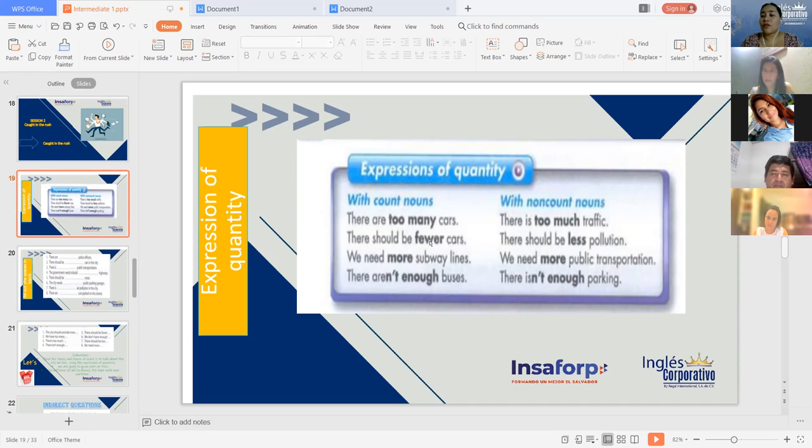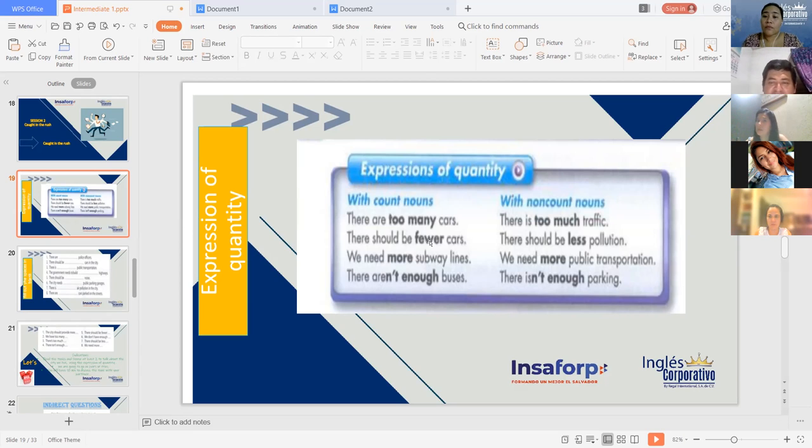Is there any other question regarding the expressions that are in bold, in this specific image or slide? Teacher, too many y too much es lo mismo, demasiado. Sí, sería mucho o demasiado en este caso, ¿verdad? Mucho o demasiado.